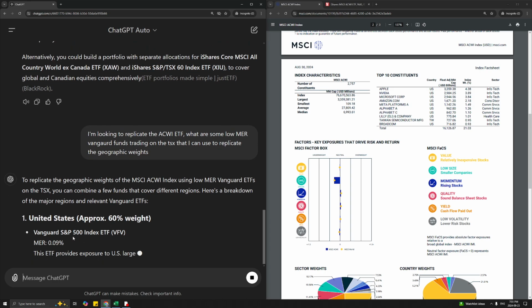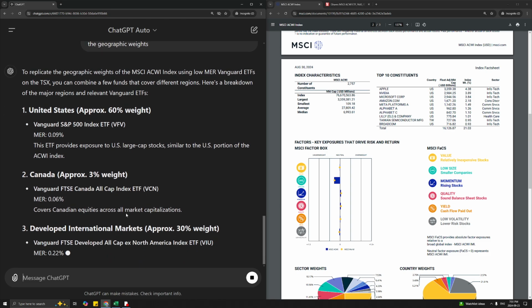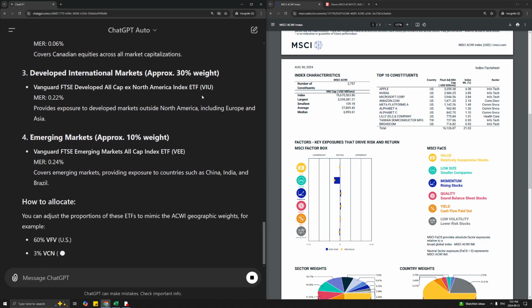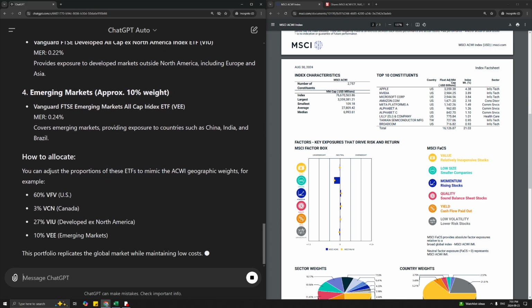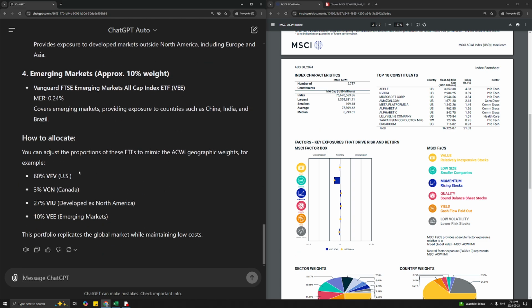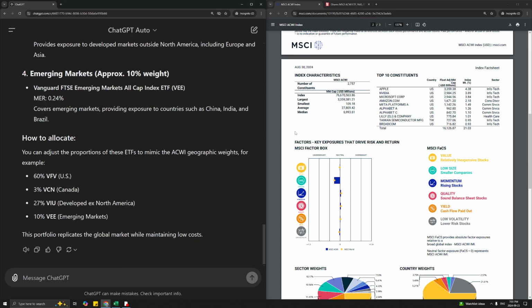Okay, so for the US, we could use VFV. Canada, we can use VCN. Developed, we could use VIU. And emerging markets, we can use VE. And ChatGPT even gives us the weights: 60% VFV, 3% VCN, 20% VIU, and 10% VE. So we've already got something here.